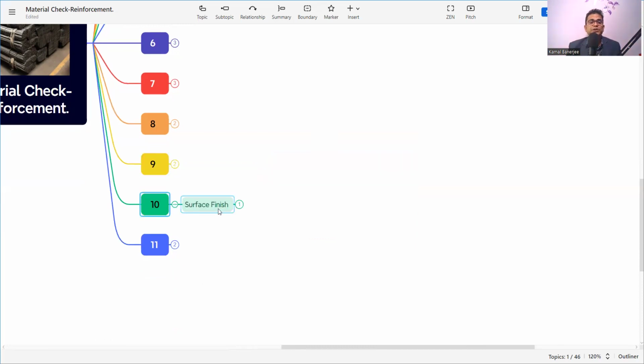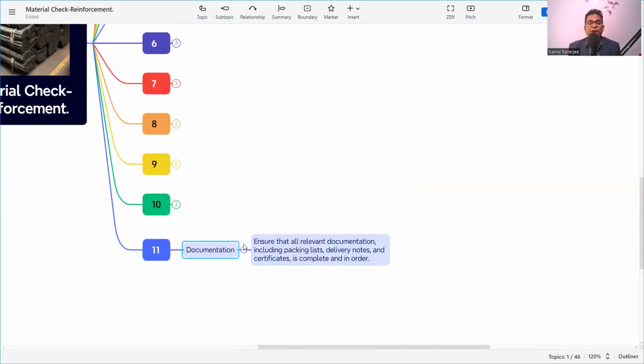Then comes surface finish. Inspect the surface finish of the rebars to ensure that it meets the project requirements. That means we have already checked the visual inspection and the surface, and whether the gripping and rebar, everything is as per the requirement or not. Then you need to check the documentation as well. What documentation should you check? Ensuring that all relevant documentation, including packing list, delivery notes, and certificates, is complete and in order.